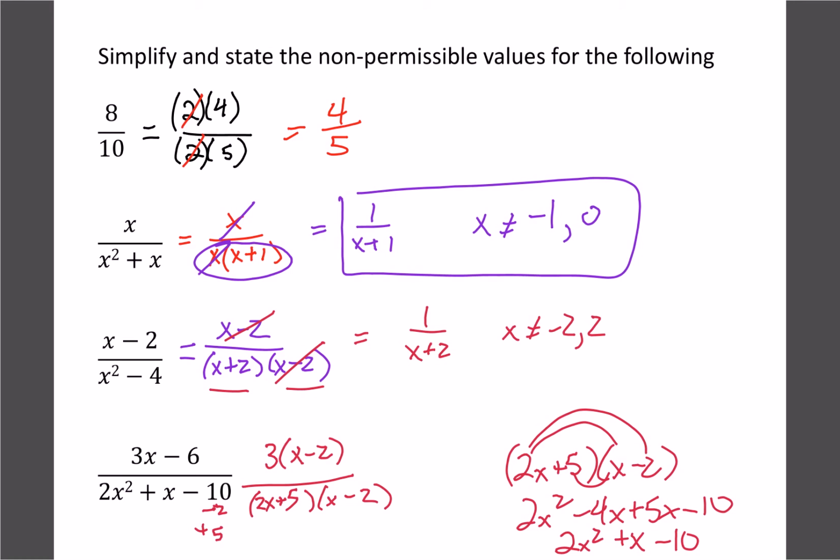We just cancel away. And like I said, you know it's going to likely cancel, so you can kind of guess at which factor is which. So our final answer will be just 3 over 2x plus 5. So now our non-permissibles.